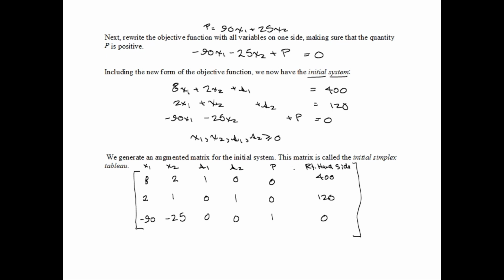It is certainly optional, but you are welcome to draw a vertical line to visually separate your right-hand side, and you can also draw a horizontal line to visually separate the bottom row from the others. Remember that last row comes from the objective function.